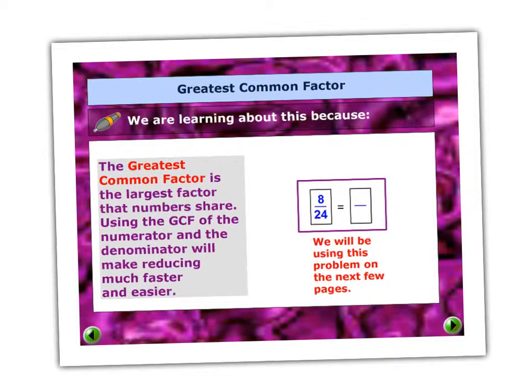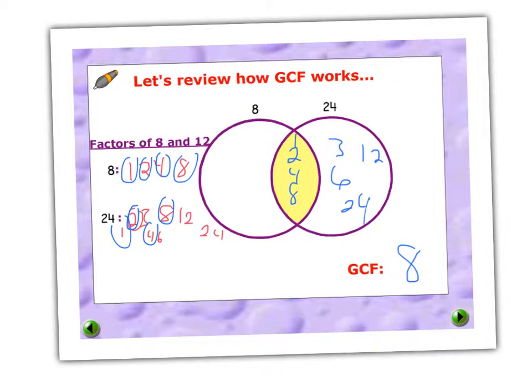We talked about greatest common factor. We did a couple things here. Greatest common factor is the largest factor that the two numbers share. So what can we divide 8 and 24 by? We did this first by listing out the factors. We listed what you could do to make an 8. Factors of 8 are 1 times 8 and 2 times 4.